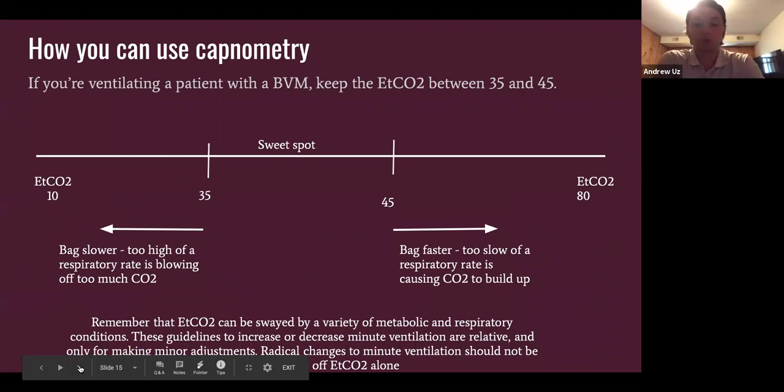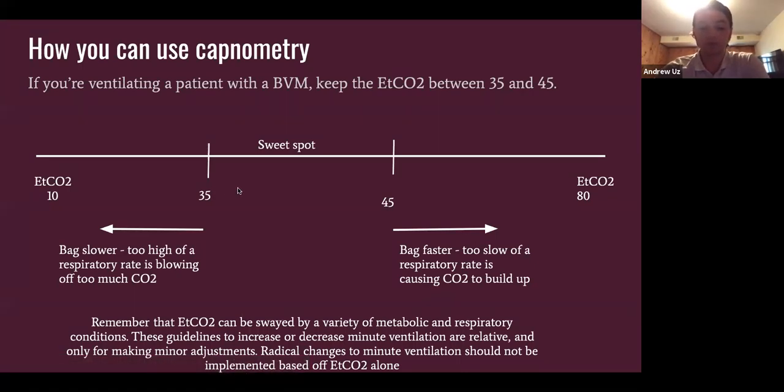So using capnometry in the real world, practically, it's a great tool if you're ventilating a patient with a BVM. It's a great tool to adjust or fine tune your ventilations. Over here, you can see kind of a spectrum. Like I said, we want to be between 35 and 45, which is normal. If you're bagging too fast, you're going to be blowing off that CO2, and you start getting below 35, you want to bag a little slower, stop blowing it off.